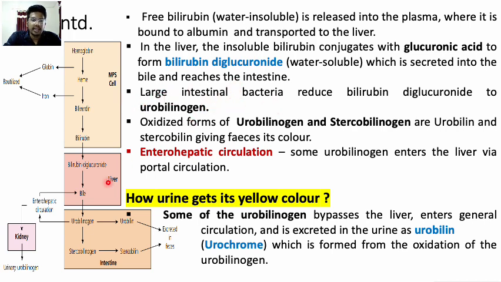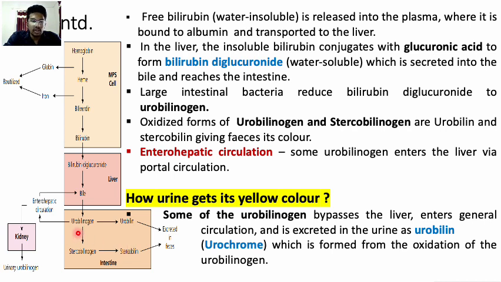We know the bile goes through the hepatic bile duct, the biliary duct, and reaches the intestine, and the large intestinal bacteria convert this bilirubin diglucuronide to urobilinogen. Urobilinogen is formed within the large intestine. This urobilinogen is oxidized, and it is converted to stercobilinogen, also by the intestinal bacteria. These are oxidized to urobilin and stercobilin respectively. Urobilin and stercobilin are the ones that give the feces its typical yellowish or brownish color.